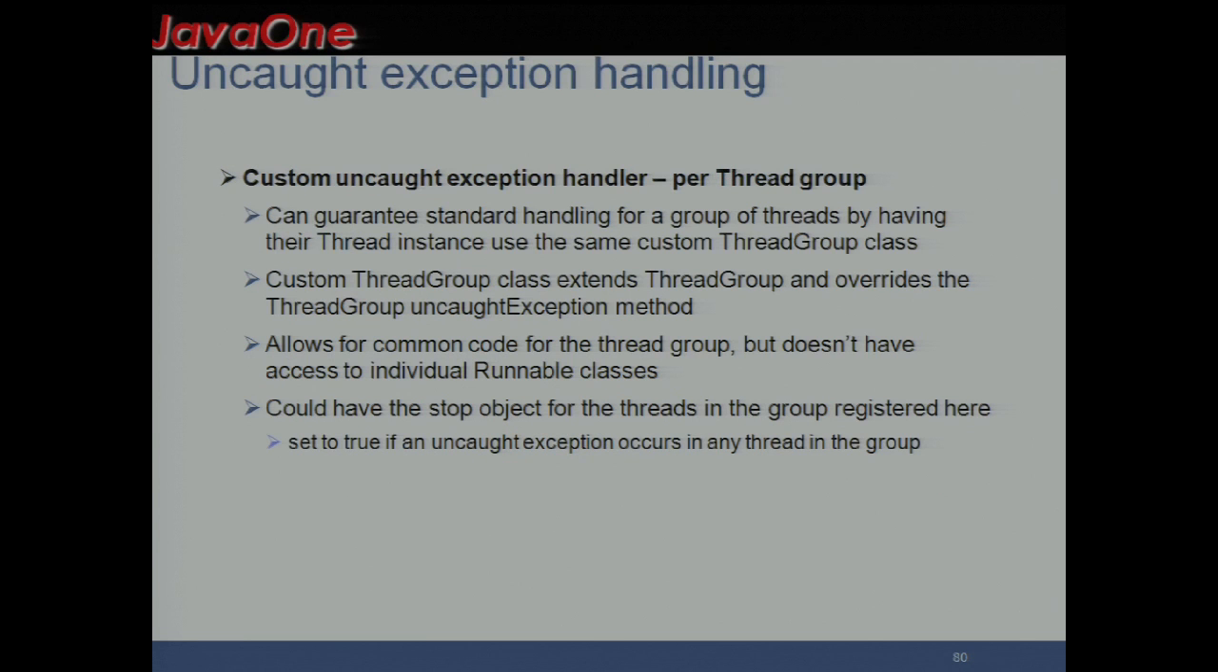Another way is to have a custom uncaught exception handler per thread group. So this can guarantee you've got standard handling for a whole group of threads. This is a good choice for a default uncaught exception handler. You have your custom thread group class extend ThreadGroup and override the uncaughtException method. Now this allows you to have some common code for your related threads, but you still don't have access to the individual runnable classes for your threads.